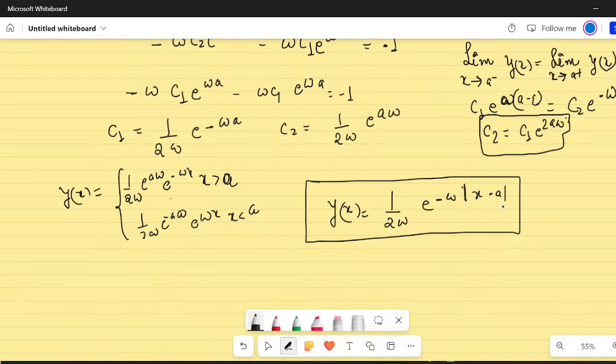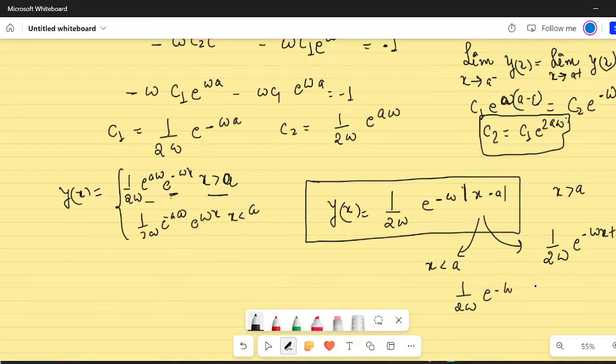See why? If I take the case x greater than a, this will be simply x minus a. So it will give me e to the power minus omega times modulus of x minus a. If I am taking x greater than a, this will be equal to 1 upon 2 omega e to the power minus of omega x plus omega a. If I am writing x less than a, then how would it behave? It will be 1 upon 2 omega e to the power minus omega, and this will be a minus x then. Okay, so basically this is how you define it.